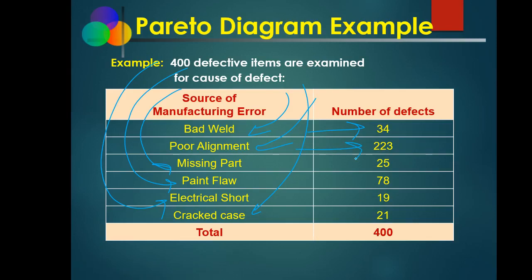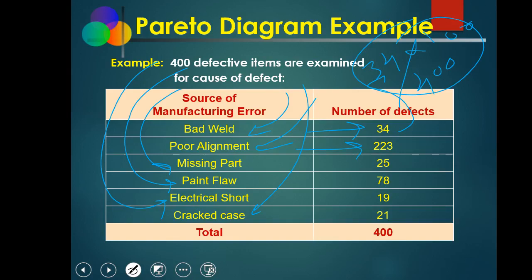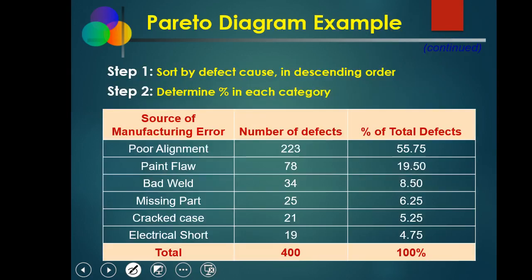As we can see here, if we calculate the percentage, for example for number 1, the percentage will be 34 divided by 400 multiplied by 100, and that will give us the respective percentage for bad weld. Similarly for poor alignment, missing part and all the others.